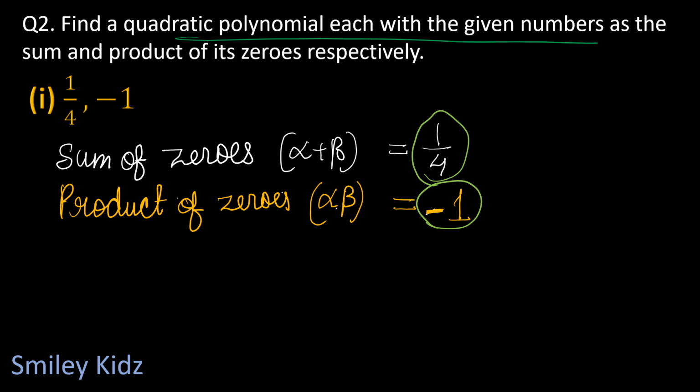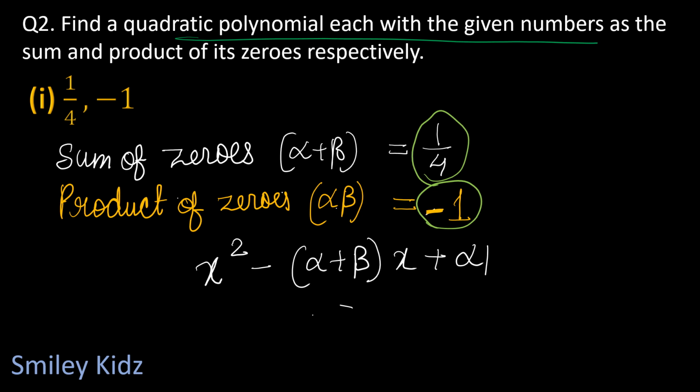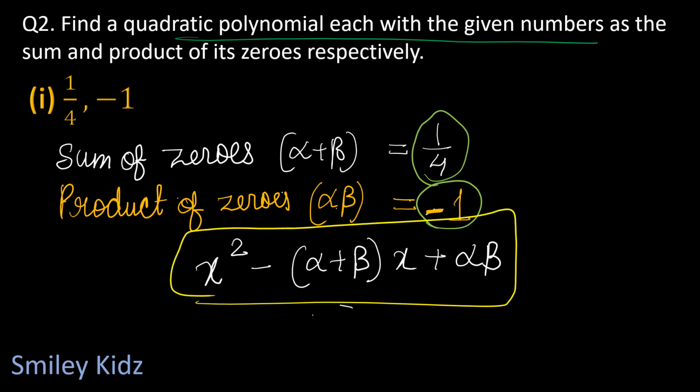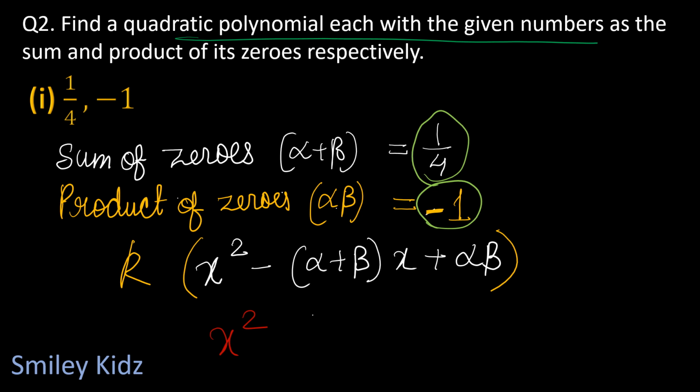Right. Now how do we find the quadratic polynomial? You must always remember that the quadratic polynomial is in this way: x square minus alpha plus beta into x plus alpha beta. This is the standard form of the quadratic polynomial, isn't it? Now, x square will be as it is. And remember that you're multiplying this particular thing with k, right? K into x square minus alpha plus beta into x plus alpha beta.